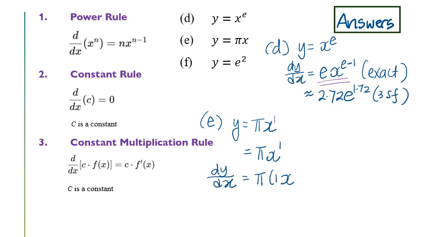Right, so we bring the 1 to the front. 1 minus 1 gives you 0. x to the power of 0 gives you 1. So you get pi. So basically, this is quite easy.